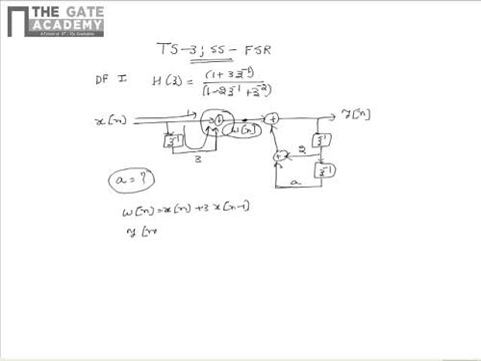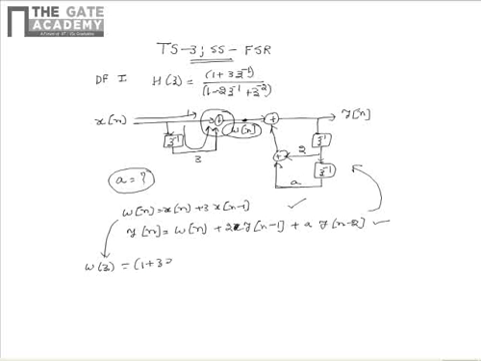Now this signal we got, that is W of n, is fed to another summer to get an output of y of n, where y of n can be written as W of n plus 2 into y of n minus 1 plus a multiplied by y of n minus 2. Now these two equations that we got completely represent the LTI system that we have. On taking the Z transform on both sides, for the first equation we can write that W of z is equal to (1 plus 3z inverse) X of z.